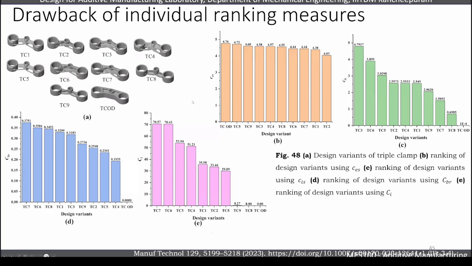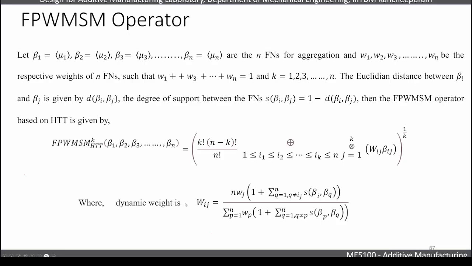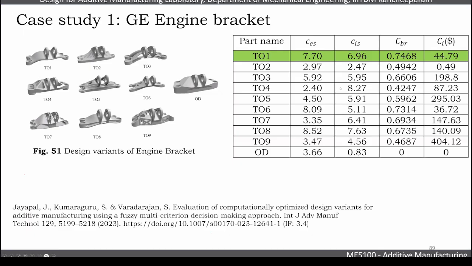So we then used some kind of a fuzzy method to aggregate these four different metrics, because they are interdependent, right? Some are in the cost domain, some in the design, complexity, and geometric domain. To aggregate them, we need a better composite indicator, right? For that we used a fuzzy power weighted Maclaurin symmetric mean operator, which is used to get the external, internal, cost penetration and incremental cost metrics, because this is the dynamic weight that we use. So this is the operator used for the aggregated matrix, right? Then finally we get this one single number.